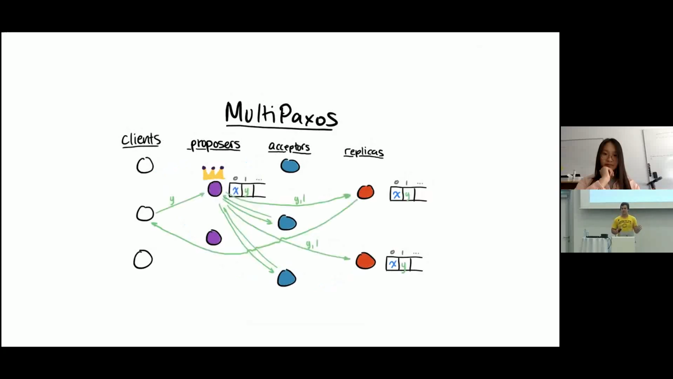Okay, just to make sure that's clear, at a high level, here's another command. We go client to leader, leader round trip to acceptors, then to the replicas, back to the client. That's the flow. If you understand that, you're good.